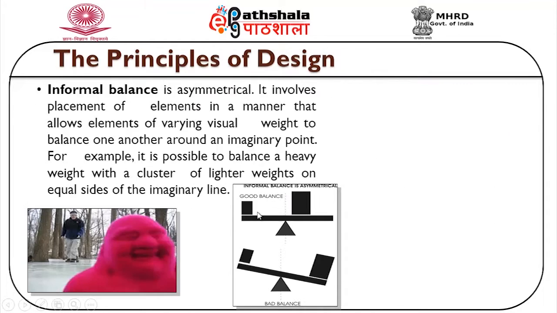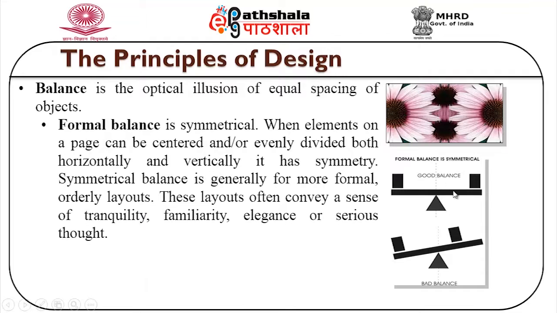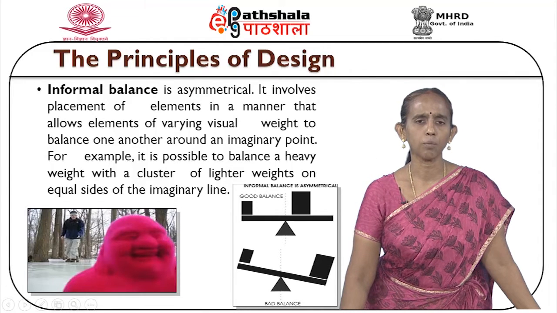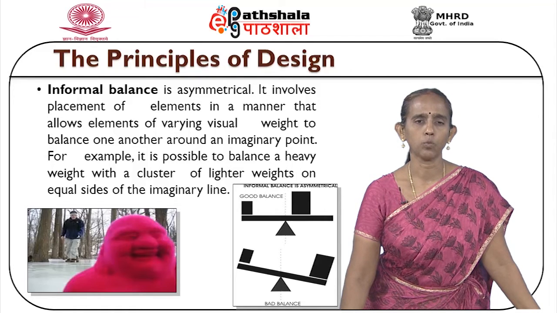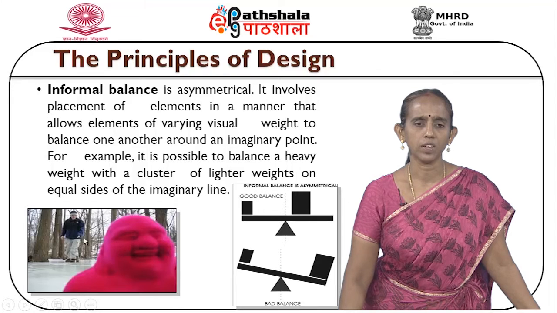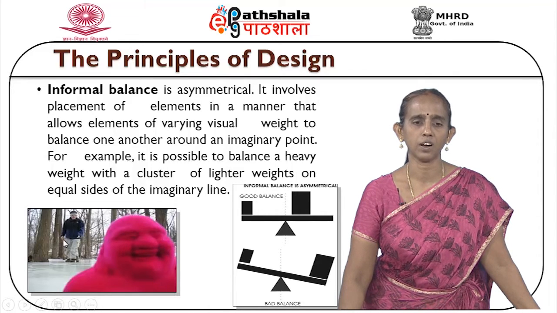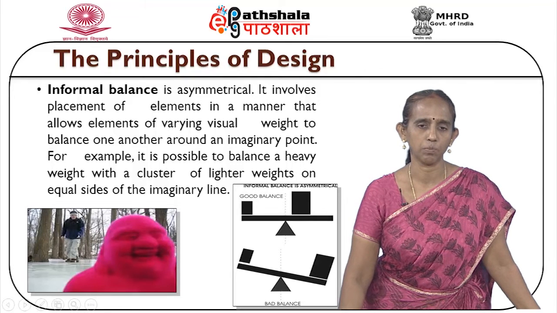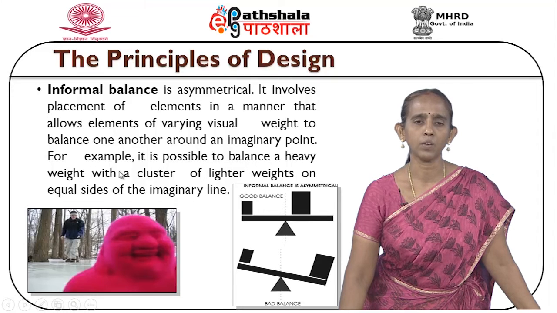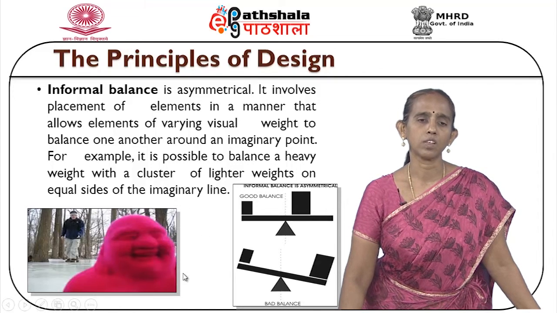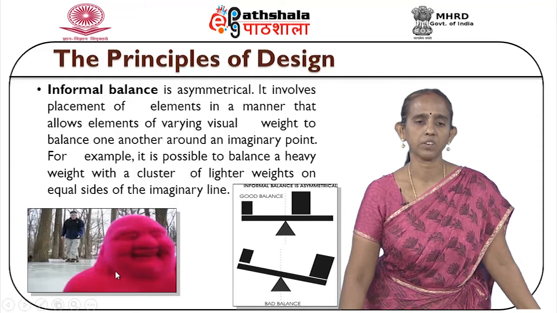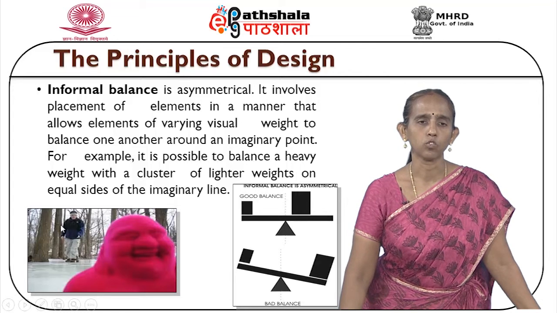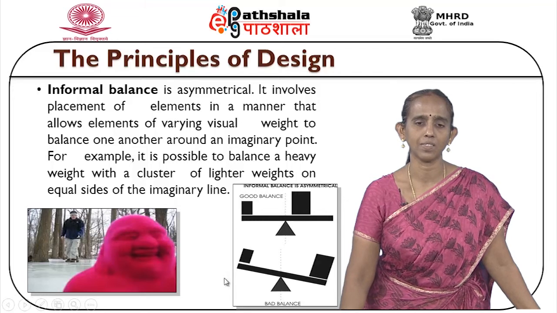This is informal balance. In the case of formal balance, we have seen that it should be symmetrical in nature, which means the elements are supposed to be placed at equal distances to each other. In the case of informal balance, it is asymmetrical in nature, and it involves placement of elements in a manner that allows elements of varying visual weights to balance one another. So here we can see that there are two different objects. One object is placed in the front and another object at the back, but there is no balance between these two objects with respect to the weight as well as the size of the object that is being shown. For example, it is possible to balance a heavy weight with a cluster of lighter weight objects. So in this example, a heavy weight object is represented in the front and a cluster of lightweight objects are represented at the back, so that they perform some kind of informal balance in the visual.